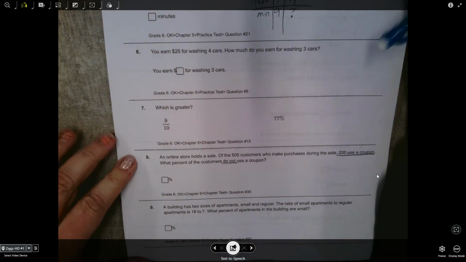A building has two sizes of apartments, small and regular. The ratio of small apartments to regular apartments is 18:7. What percent of the apartments in the building are small? Remember, ratios and fractions are very similar.